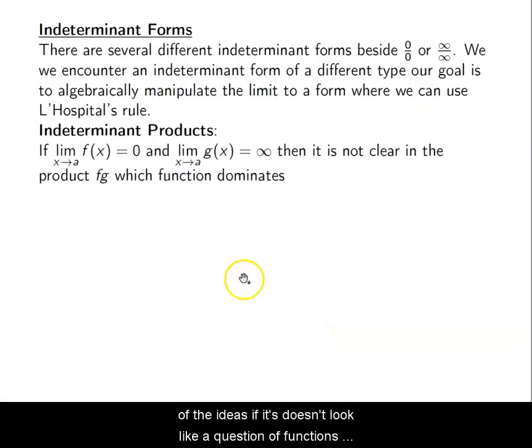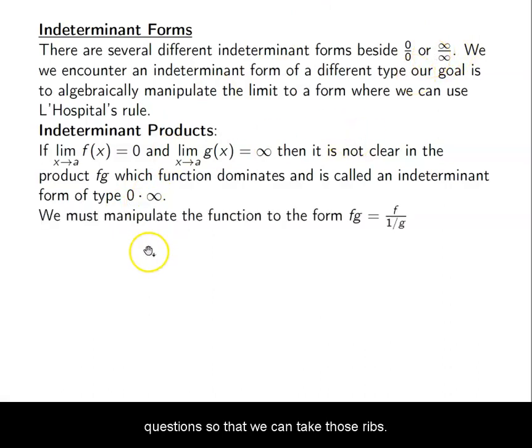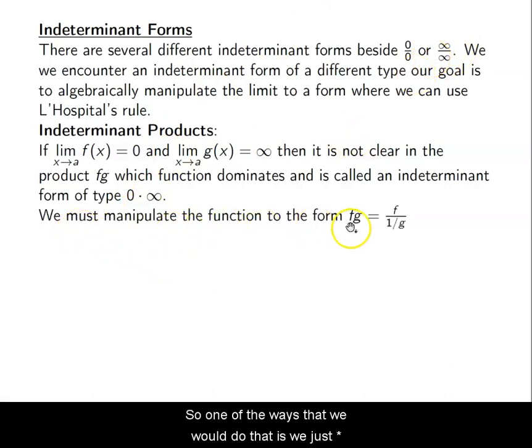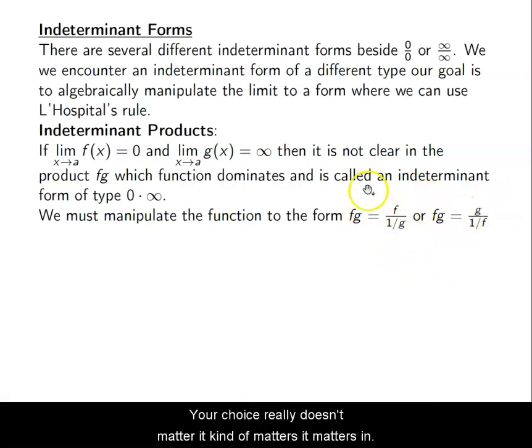Okay, so that's kind of the idea. If it doesn't look like a quotient of functions and it's an indeterminate form, we make it a quotient of functions so that we can take those derivatives. Okay, so one of the ways that we would do that is we just multiply by 1 over the reciprocal. Okay, so that's the same thing as f times g. So if I take this and I simplify it, I will get out f times g. So really you just pick one of your functions and you divide it by the other function's reciprocal. Okay, so it depends on which one. Your choice really doesn't matter.